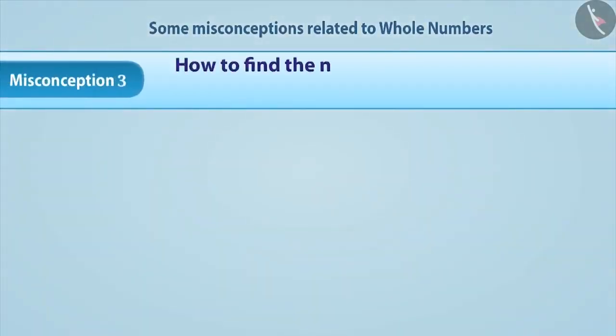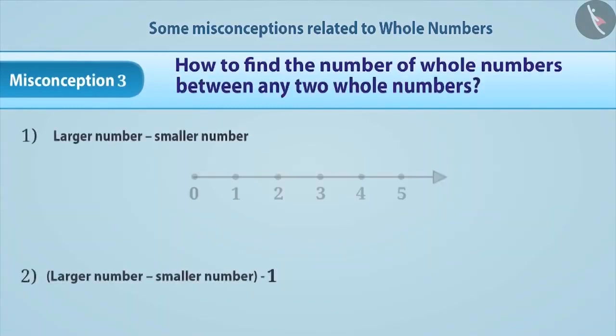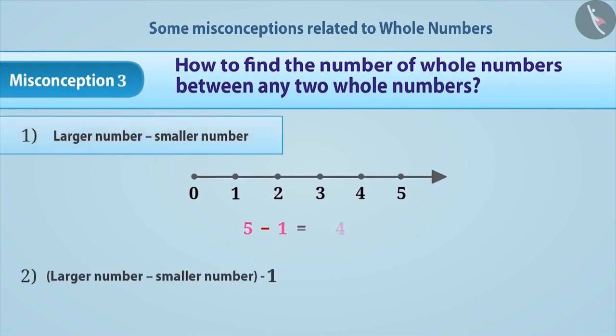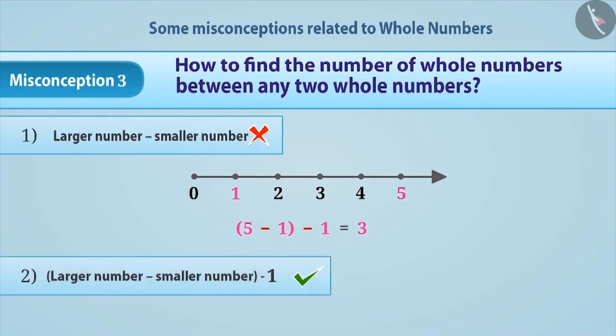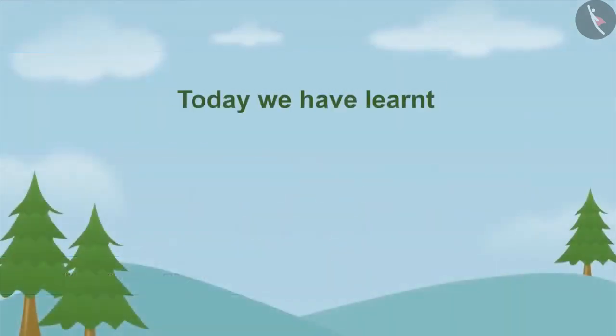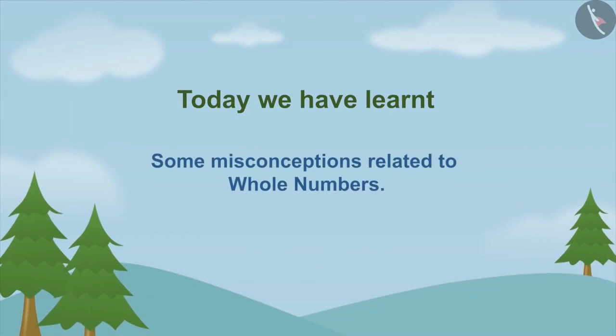Misconception 3. How to find the number of whole numbers between any two whole numbers? Often, there is a misunderstanding that by subtracting the smaller number from the larger number, the number of whole numbers between them can be found. To know the number of whole numbers between any two whole numbers, we must subtract smaller number from the larger number and then we have to subtract 1 from the result. So, option 2 is the correct answer. Now you must have understood whole numbers clearly by clarifying these misconceptions.